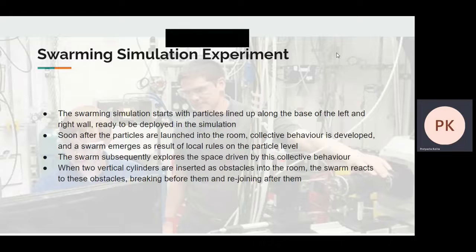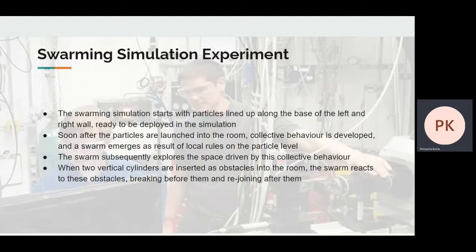Let us start with our simulation experiments. First, we have the swarming simulation experiment. This is useful for simulating the interaction of agents, social or biological, and their emergent collective behavior.